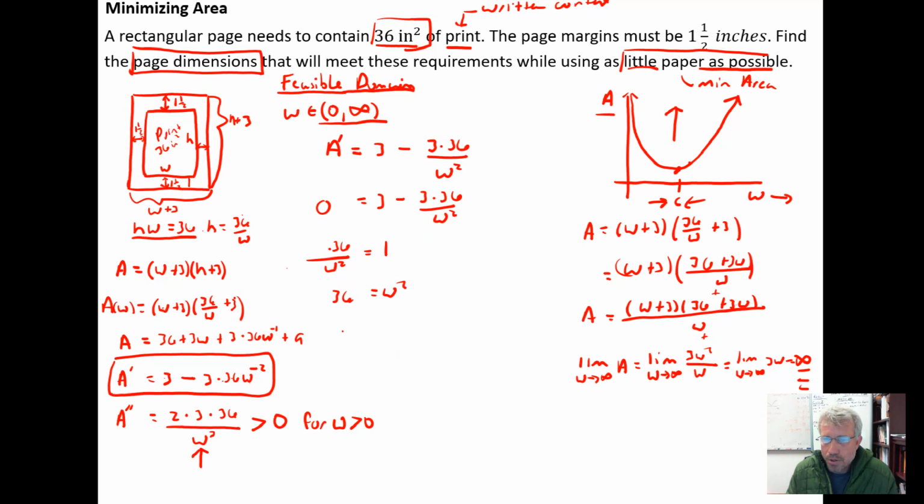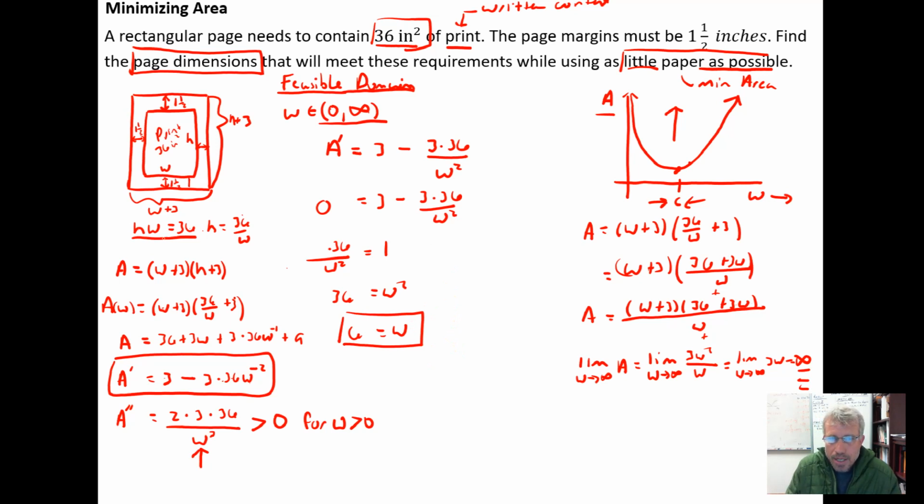So you can see that I never really needed to multiply that 3 times 36 out. And now you would take the square root of both sides, and you'll get plus or minus the square root of 36 is 6, equaling the square root of W squared is W. But negative 6 isn't in our feasible domain, so we know that we don't have to worry about the negative 6. So a width of 6 inches on the interior should correspond to a maximum area for our page.